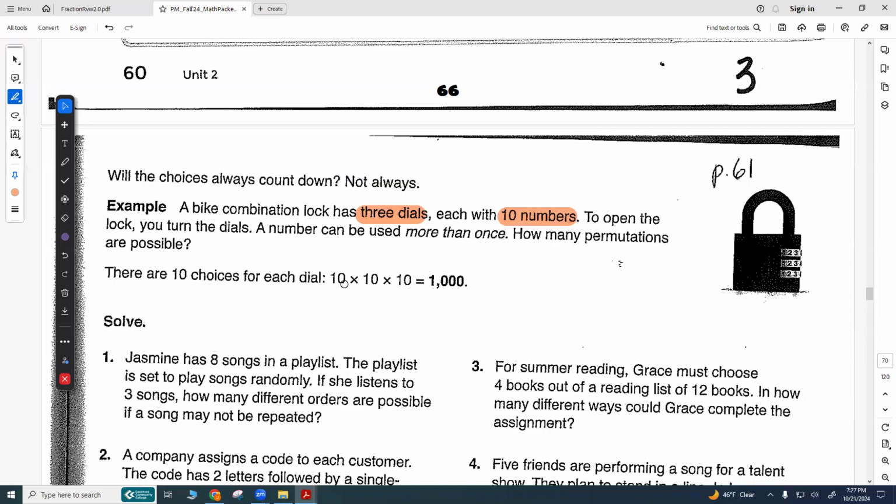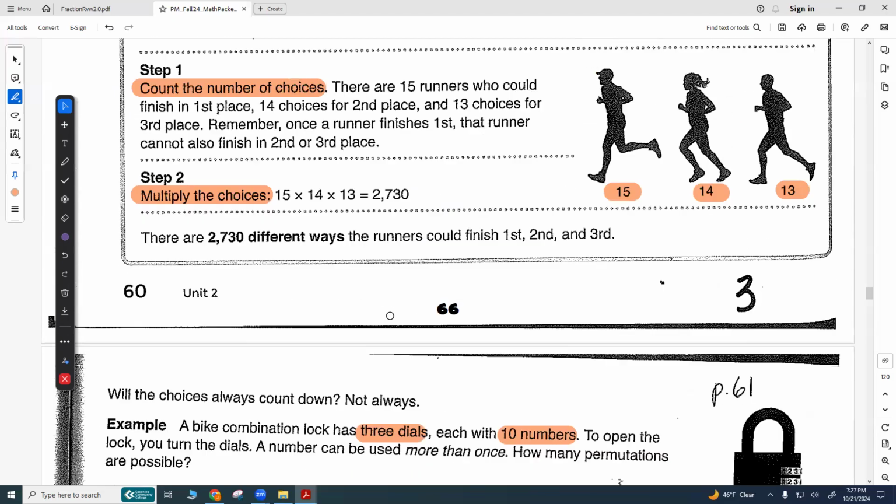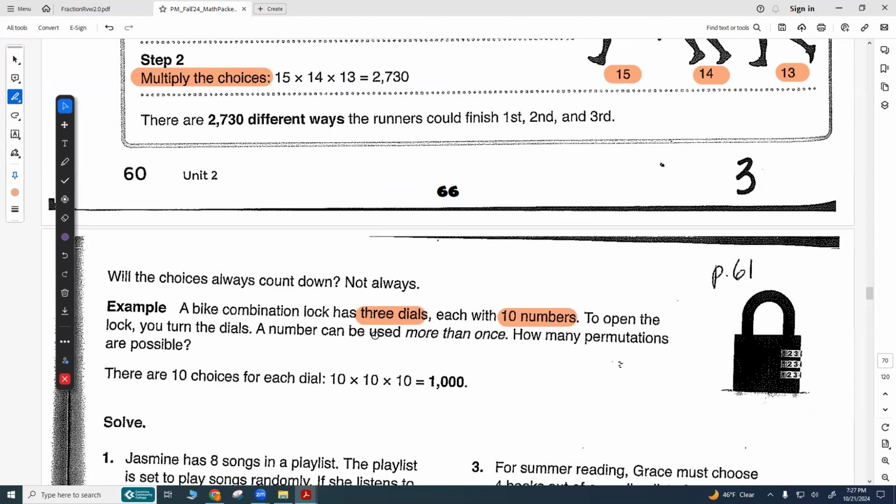So here, when we count up the number of choices for each of our 3 dials, our 3 spots, we have 10 total choices. So 3 slots with 10 choices each means that we have 1,000 possible combinations. Or excuse me, permutations.